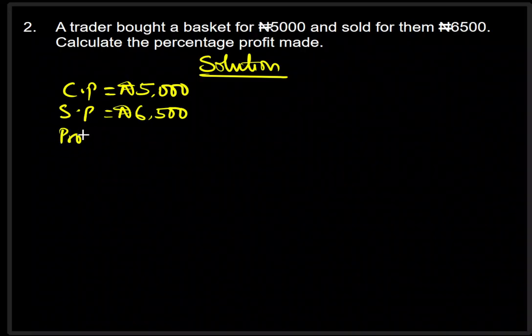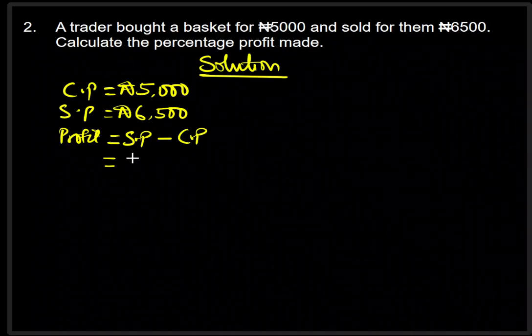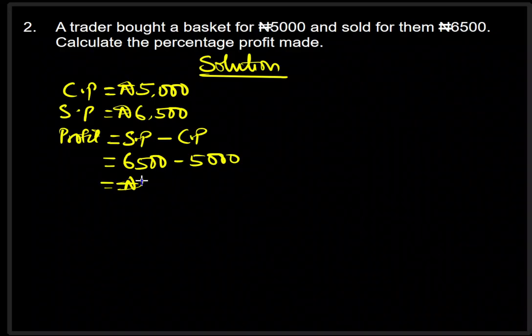So we need to find profit first. So profit is equal to selling price minus the cost price. Always put your formula first. That will give us 6,500 minus 5,000, and then our profit will be 1,500 naira. So we can get our percentage profit from there.